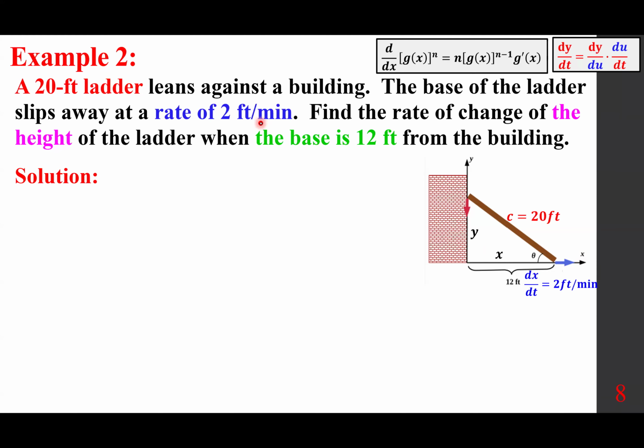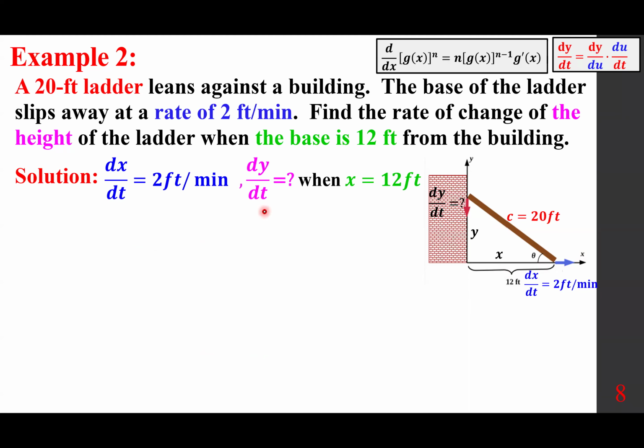We want to find the speed by which it comes down, right? The height of the ladder, the dy/dt, at a precise moment when the base x is 12 feet. So we're going to write dx/dt is 2 feet per minute. dy/dt is missing. x is 12 feet. That is, again, the drawing and the translation. I can't emphasize this enough.